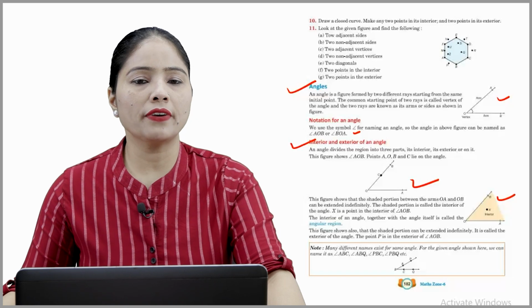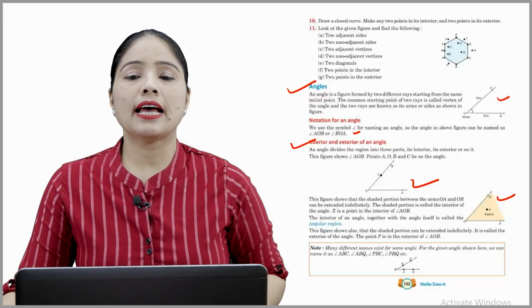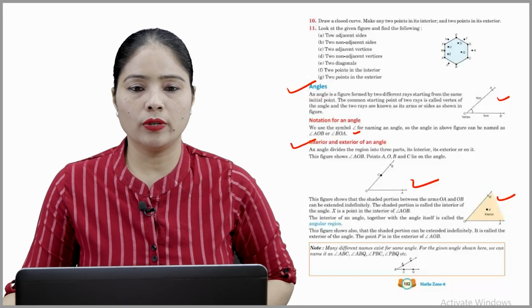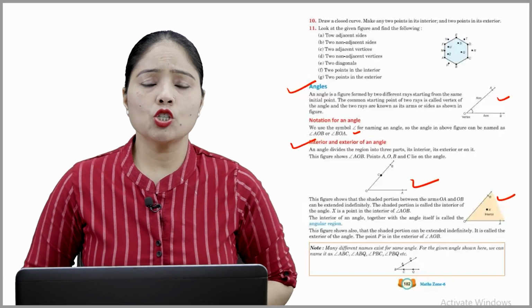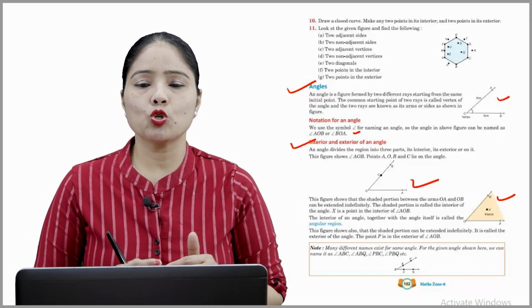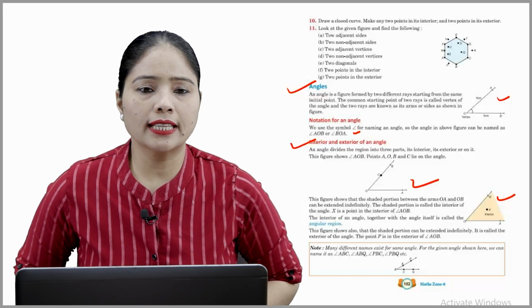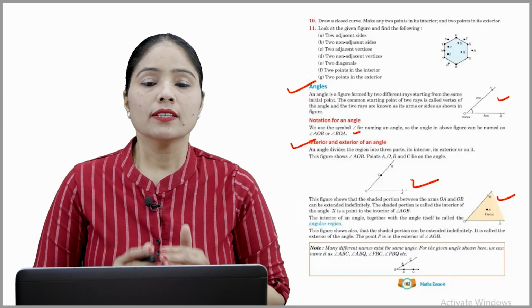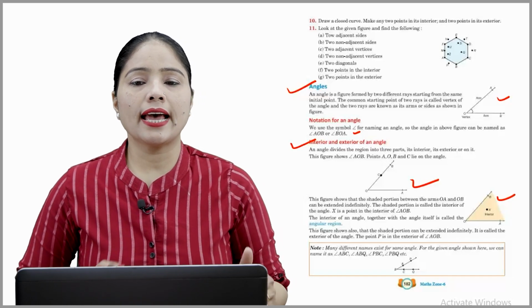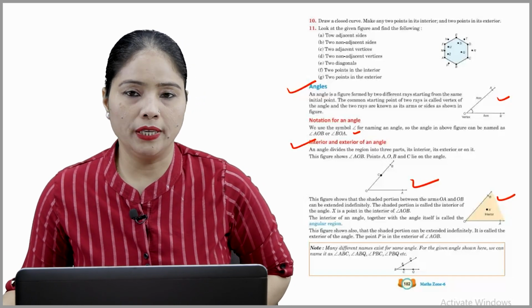The interior of an angle together with the angle itself is called the angular region. This figure shows also that the shaded portion can be extended indefinitely. It is called the exterior of the angle. The point P is in the exterior of angle AOB.